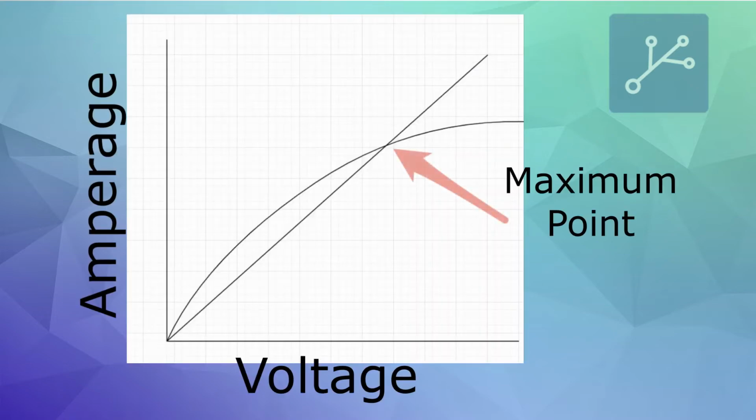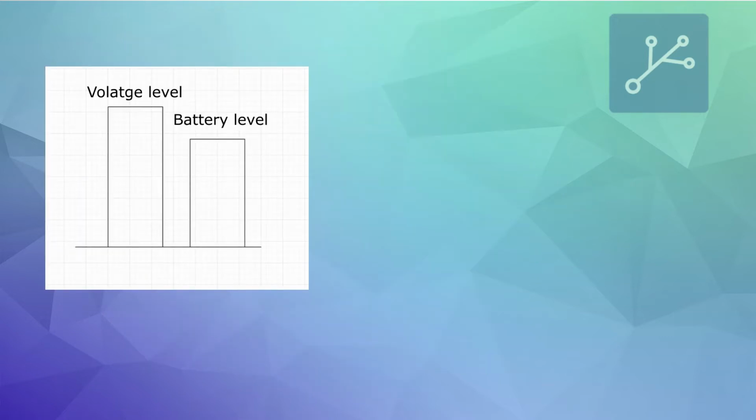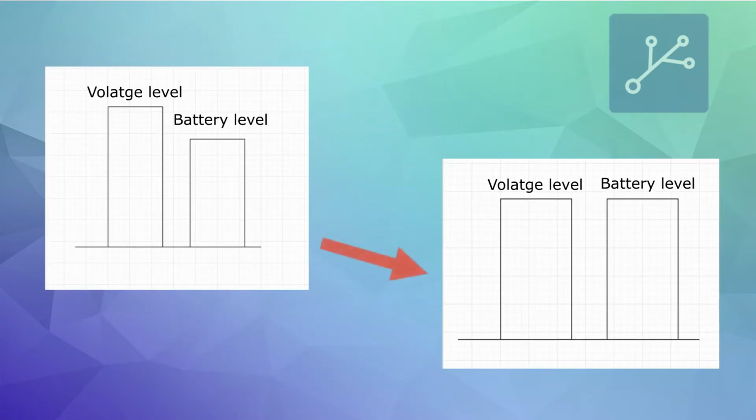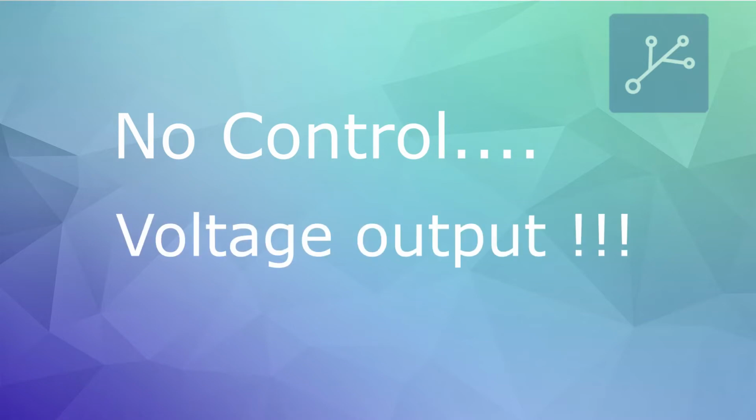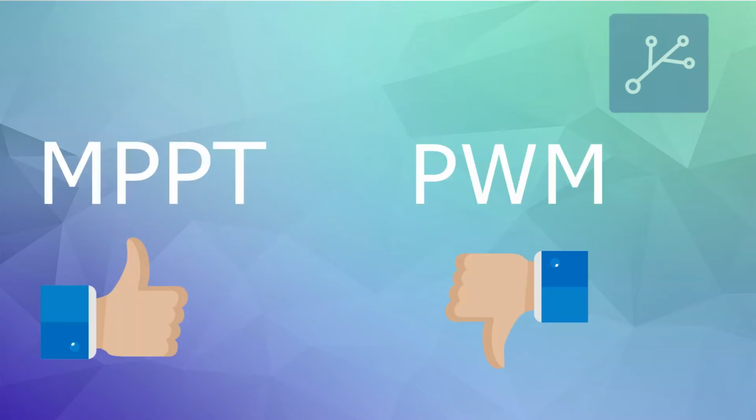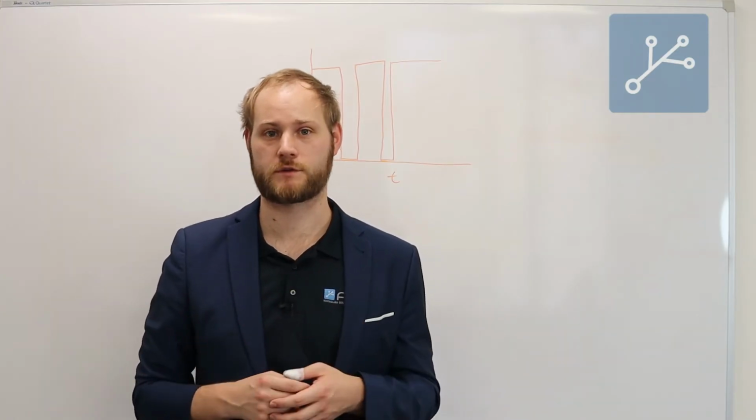charge that battery. Unfortunately, the large resistance or internal resistance of the battery itself will draw voltage down to just above the battery level. Now, this means that the PWM controller actually has no control over the output of voltage from its regulation. This is different to the MPPT regulator, which does have that control. This means that a percentage of power is lost from the system.